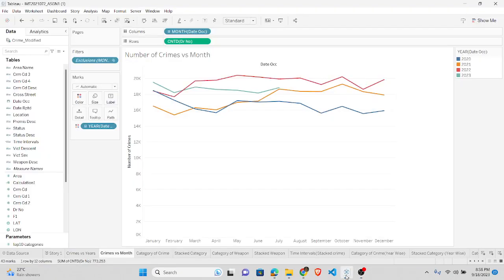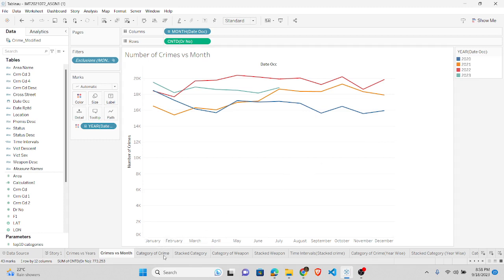Hello, I'm Kaushik, and my task is to analyze how and when the crimes happened in Los Angeles. The first visualization is a line chart that represents the monthly distribution of crimes across different years. What's striking is the consistency across all months in a particular year. We observe minimal variation in the number of reported crimes, suggesting a stable pattern in monthly crime levels.